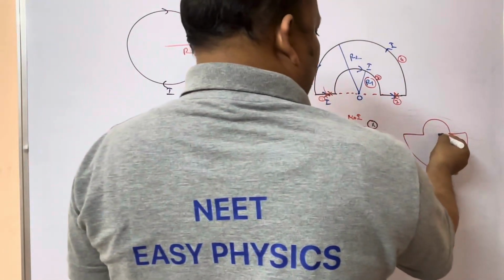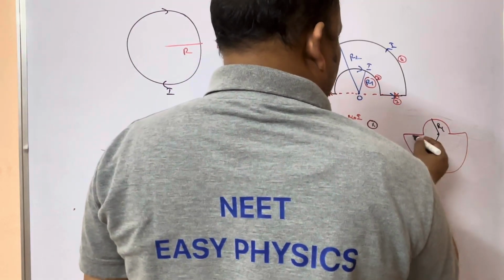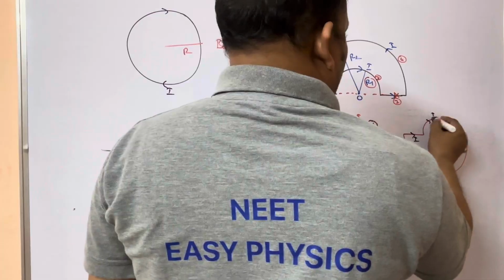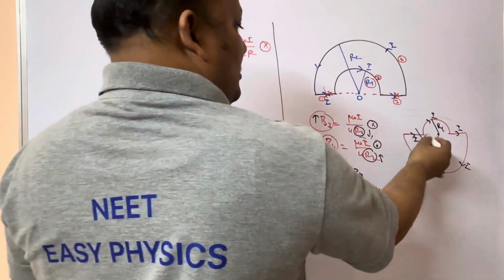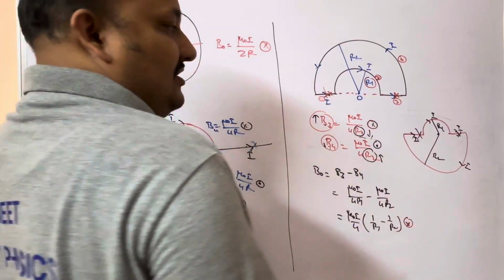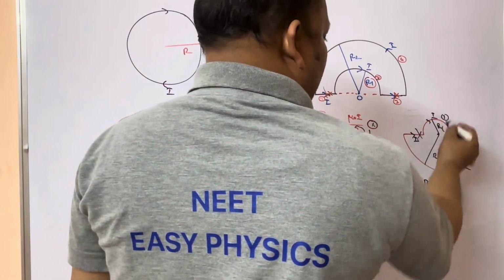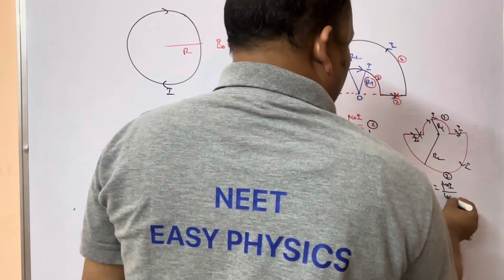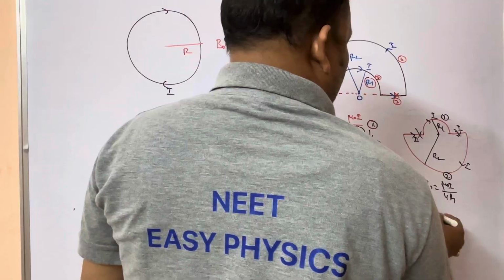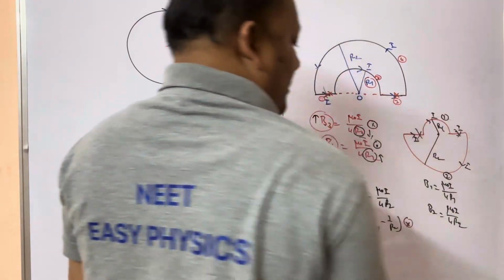Again, this is R1. This is R2. The current is I. Again, because of these two straight wires, the magnetic field is 0. So this upper part, B1, you can take. This is B2. What is B1 now? For the semicircular arc, mu naught I by 4R1. What is B2? That is also the same, mu naught I by 4R2.